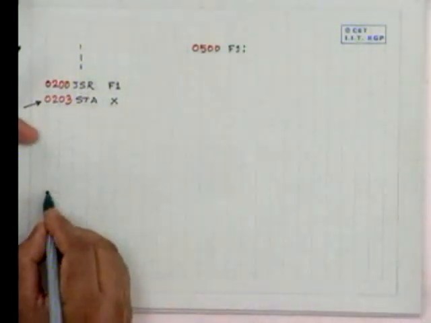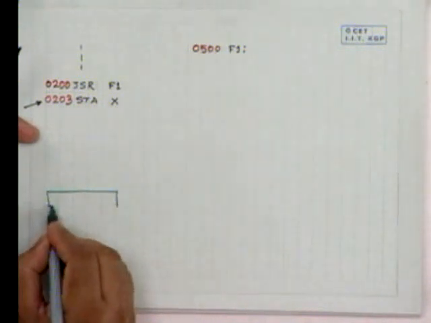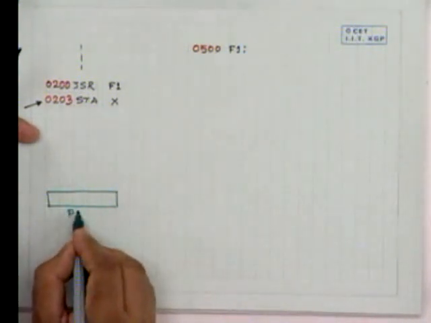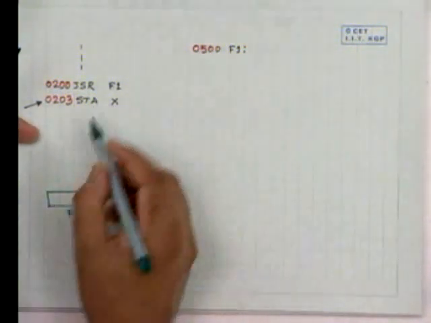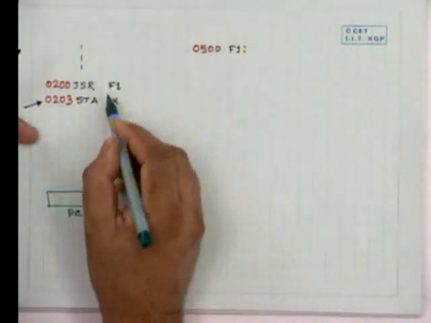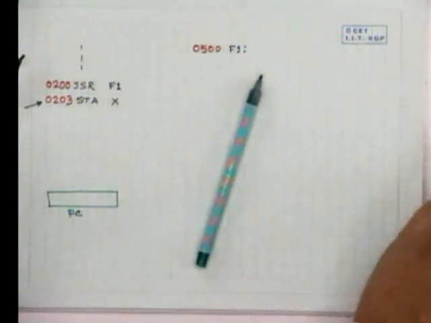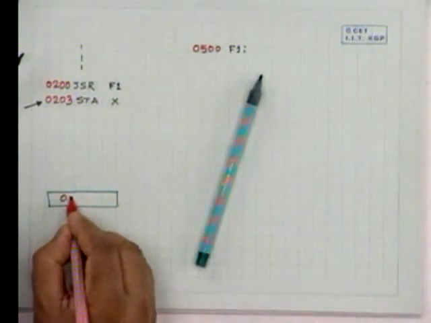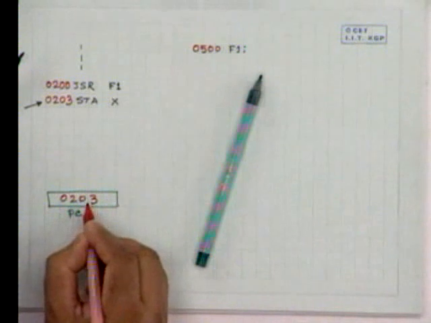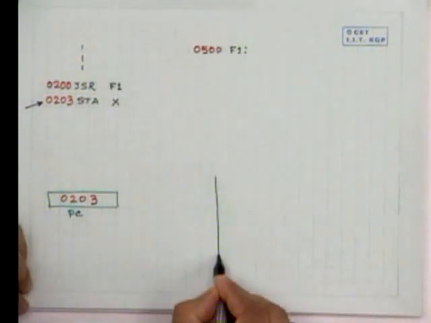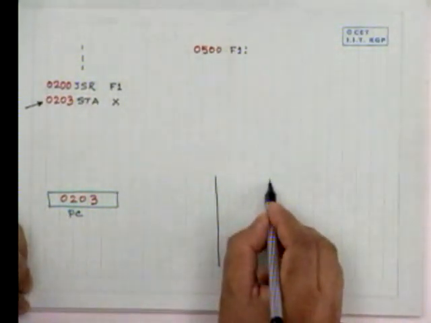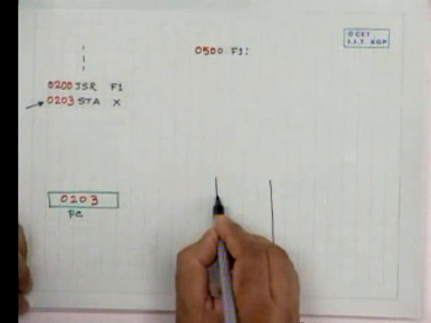Let us see that. Let this be our program counter. It's now containing, when this is being executed, 0203. Now what happens in the JSR instruction is that we have a stack somewhere in the memory.